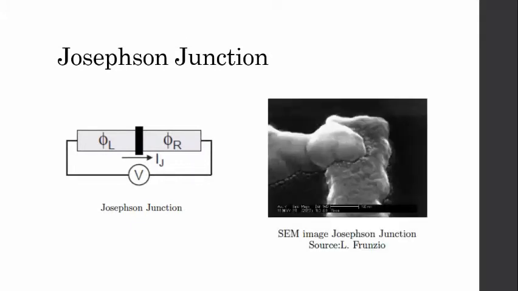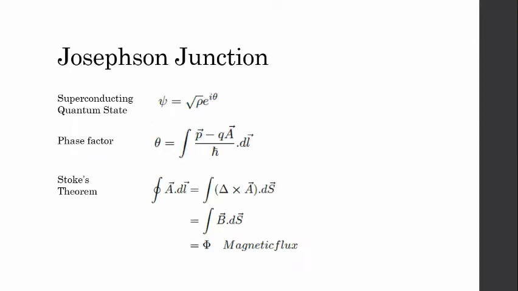Here on the right is a scanning electron microscope image of a real Josephson junction, scaled at 100 nanometers. Here we find two aluminium wires separated by a thin layer of aluminium oxide. Now, while describing the Josephson tunneling, the superconducting state is considered to be quantum mechanical with the wave function root rho e to the power i theta, where rho is the charge density and theta is the phase factor.